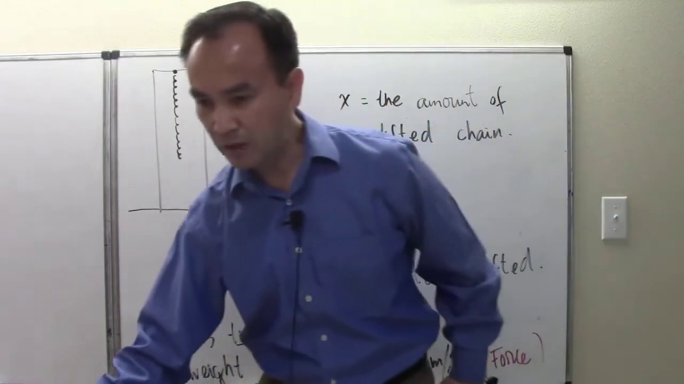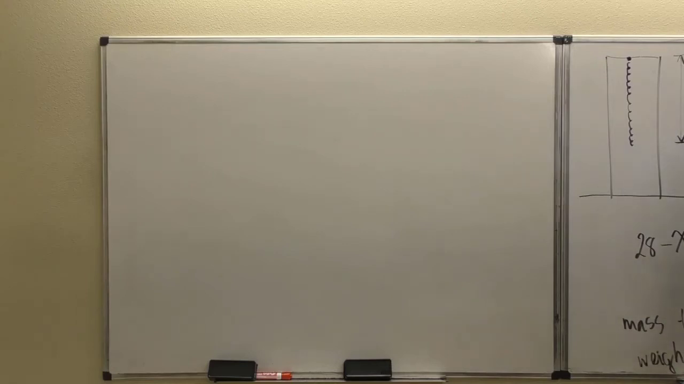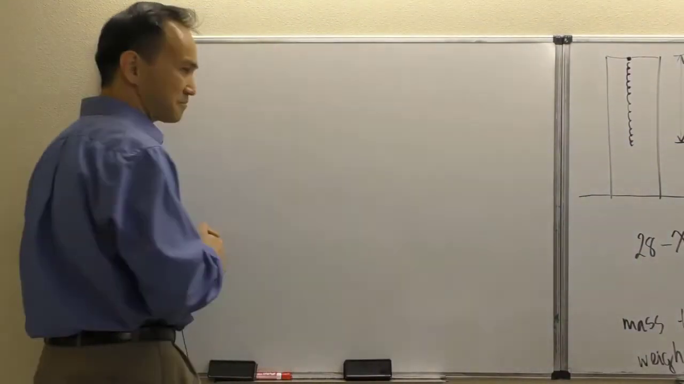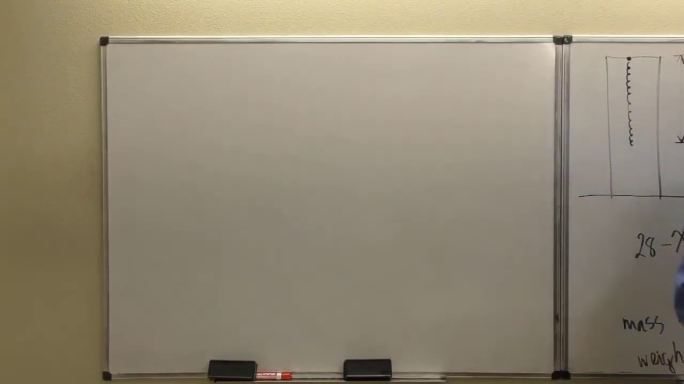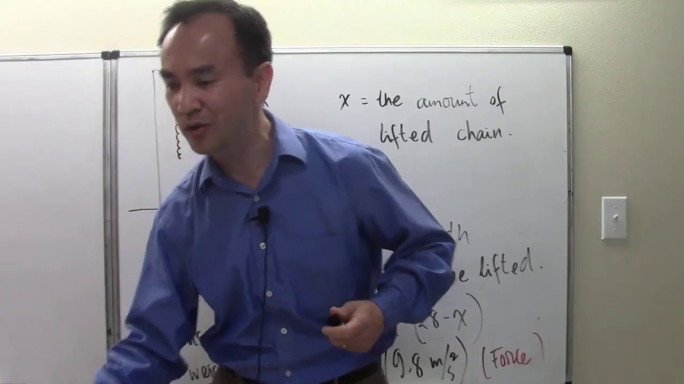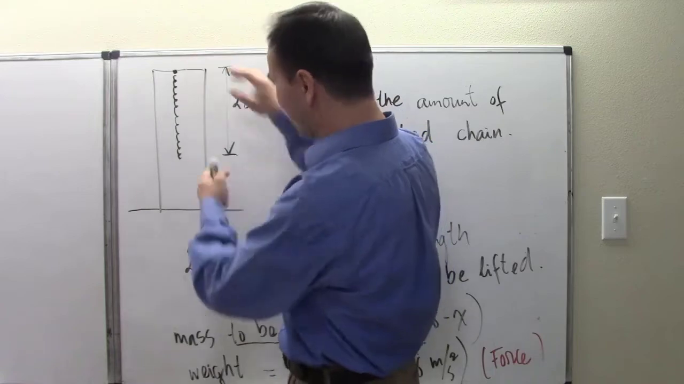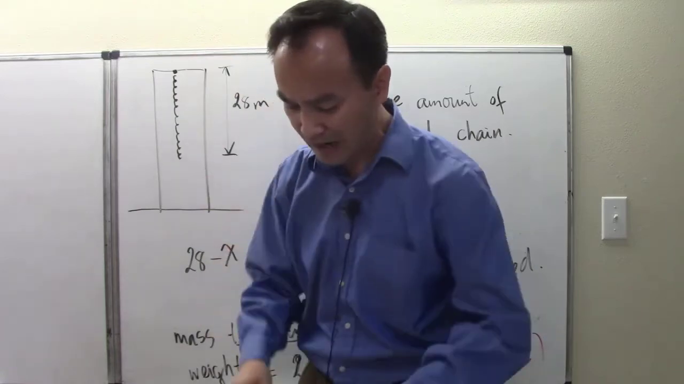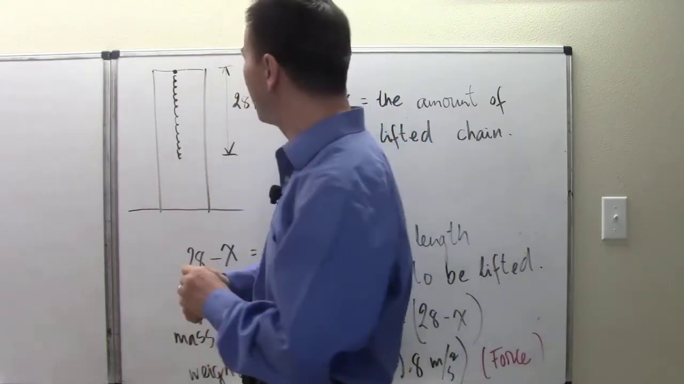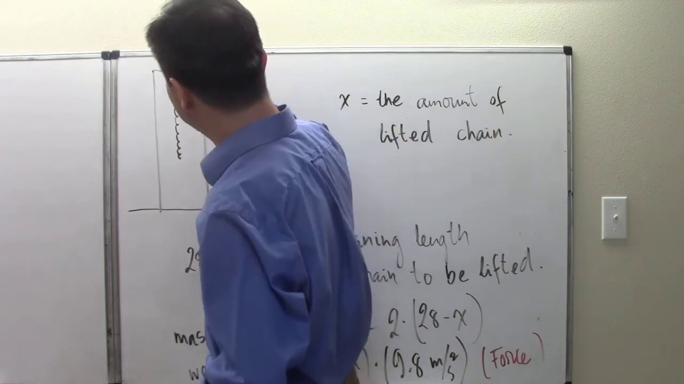Allow me to swing to my other board because I'm running out of space here. Let me one more time swing back to this and utilize that picture. Now, yes, the total length is 28. Allow me to use a different color ink. How about red to represent the amount?